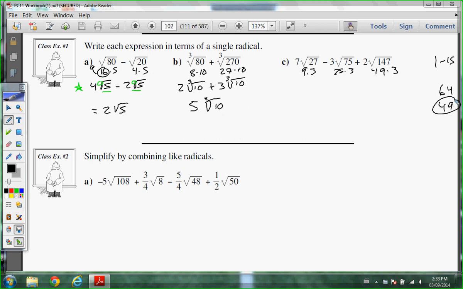So I pull the 9 out. That comes out as a 3. 7 times 3 is 21 root 3. The 25 pulls out as a 5, so it's a minus. So that's a 5 times 3 is 15 root 3. And then the 49 comes out as a 7. 2 times 7 is 14 root 3. 21 minus 15 is 6. Plus 14 root 3 gives me an even 20 root 3 to finish.